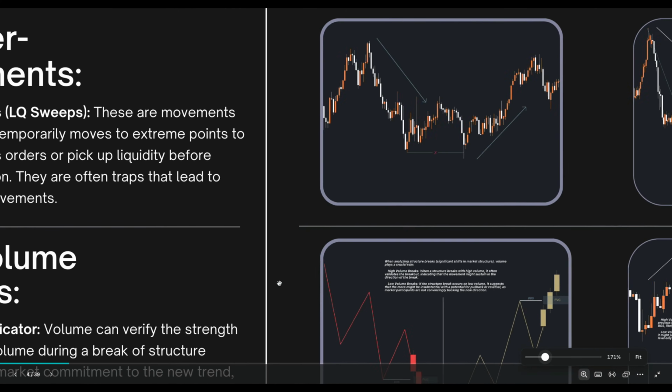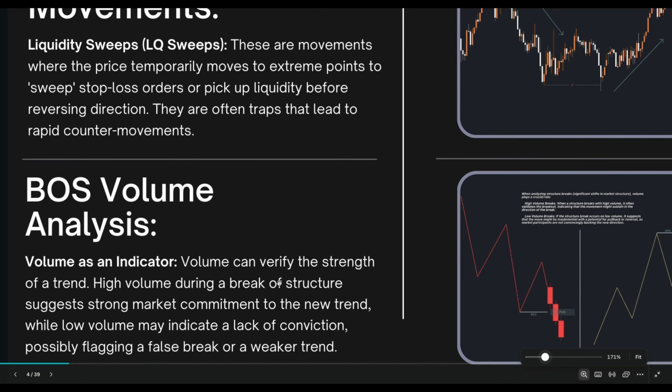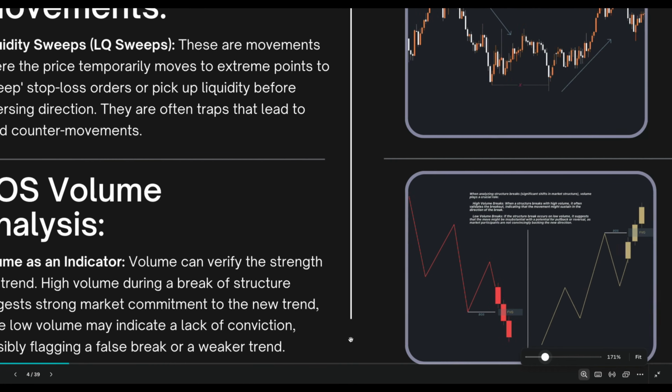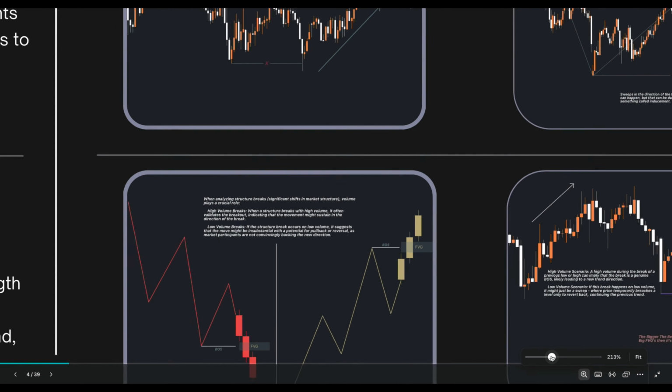Okay, now next we have break of structure volume analysis. Volume as an indicator. Volume can verify the strength of a trend. High volume during a break of structure suggests strong market commitment to the new trend, while low volume may indicate a lack of conviction, possibly flagging a false break or weaker trend. So let's take a look at this real quick.